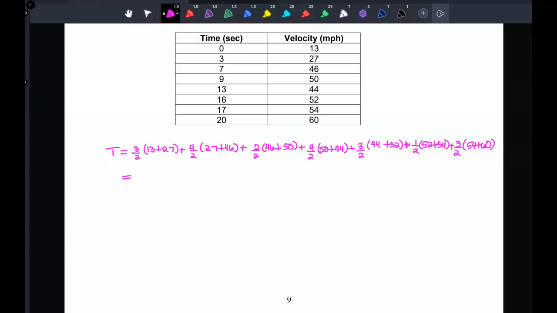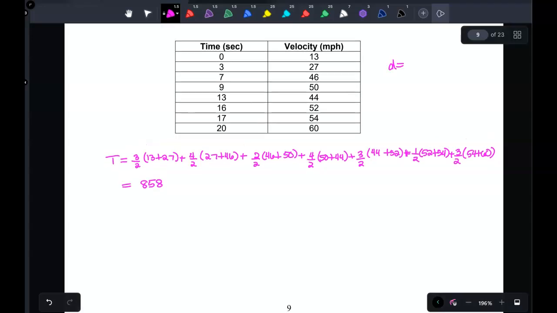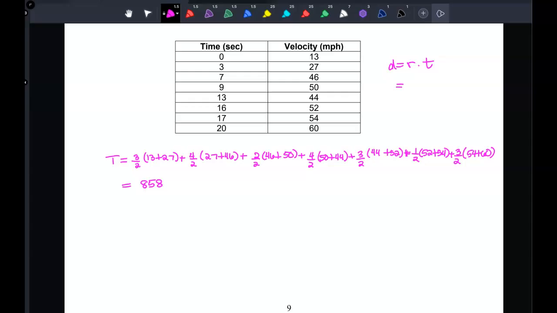All right, you get the idea here. We get 858. Okay, now this is kind of a weird unit like we looked at yesterday. Remember the whole distance equals rate times time? Well, my rate is going to be in miles per hour, and I'm multiplying it by something in seconds, so this unit doesn't really make sense. It's like miles times seconds over hour.